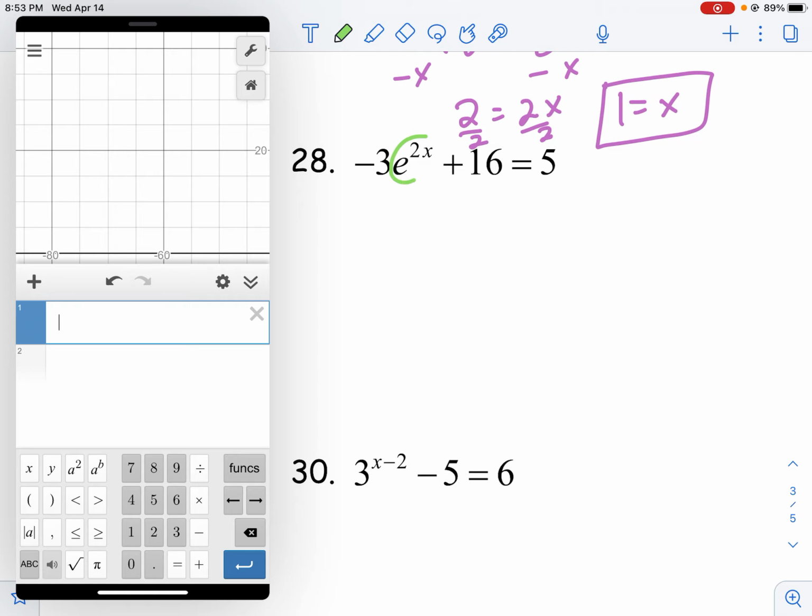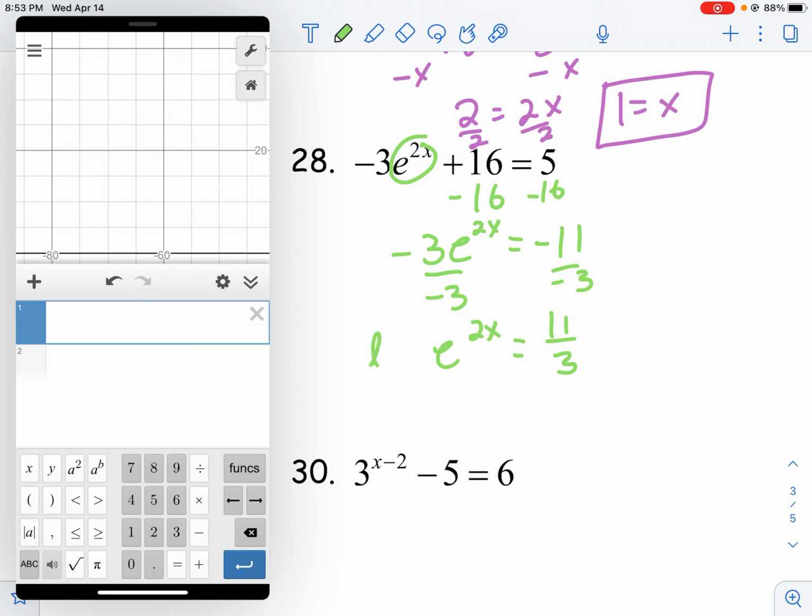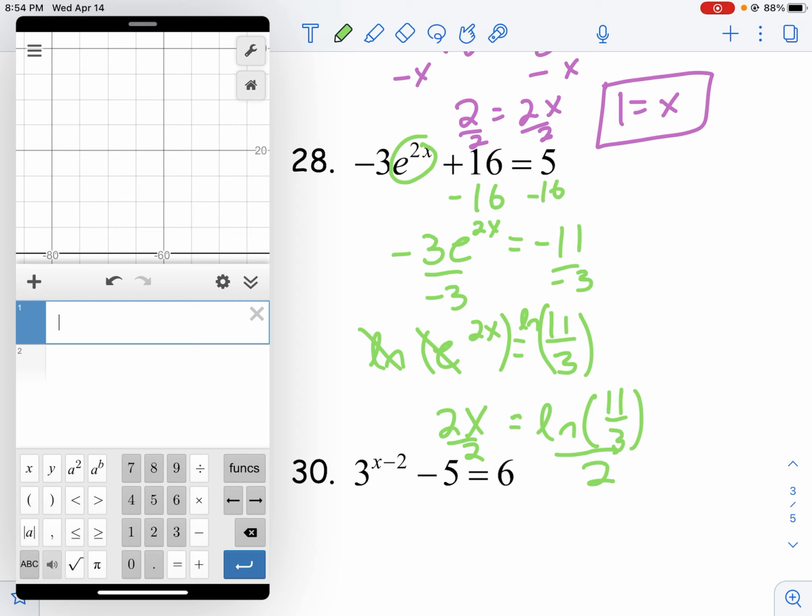All right, 28. Need to isolate the exponent in order to solve this question. So we subtract 16 from both sides to get negative 3 e to the 2x is equal to negative 11. Divide by negative 3 on both sides to get e to the 2x is equal to 11 thirds. Because it's e, the way to get rid of e is natural log both sides. So we'll do that. Natural log and e would cancel to leave us with 2x equals the natural log of 11 over 3. And then that would be divided by 2.